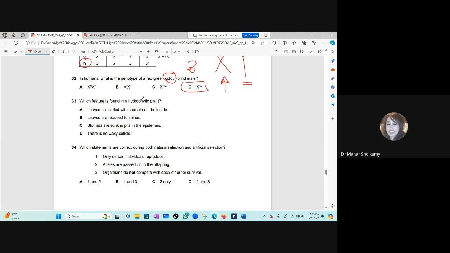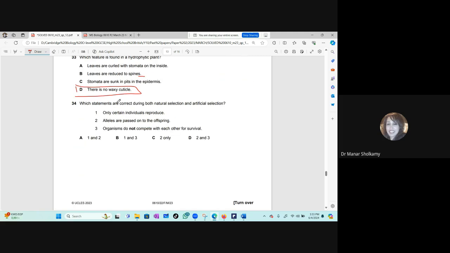Which feature is found in a hydrophytic plant? Now, remind me, what is a hydrophytic plant? Does it live in the desert or live in water? Water, yes. The options: leaves curled with stomata on the inside, or reduced to spines, or stomata sunk in pits in the epidermis, or no waxy cuticle. They have no waxy cuticle. They don't need it. They are already in the water. They don't need to conserve water.